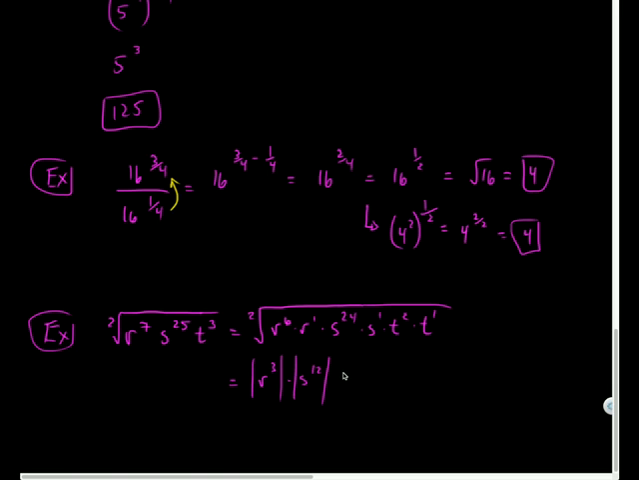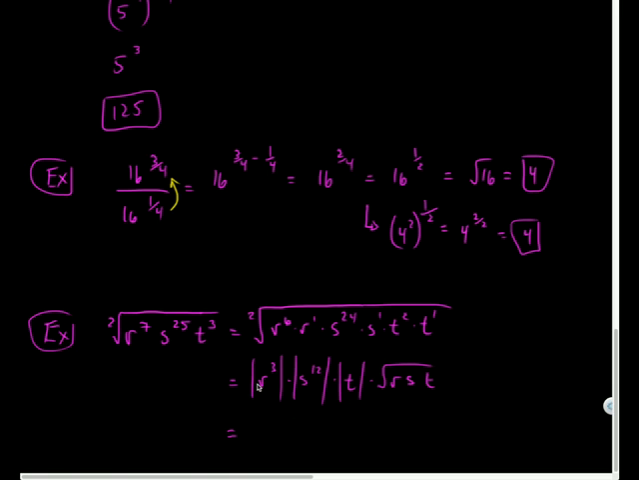And the square root of t squared is just t, and an absolute value would show up. And then I'm multiplying that by who's left on the inside. I've got r, I've got s, and I've got t. Those were not divisible by 2, the index, or their exponents weren't.